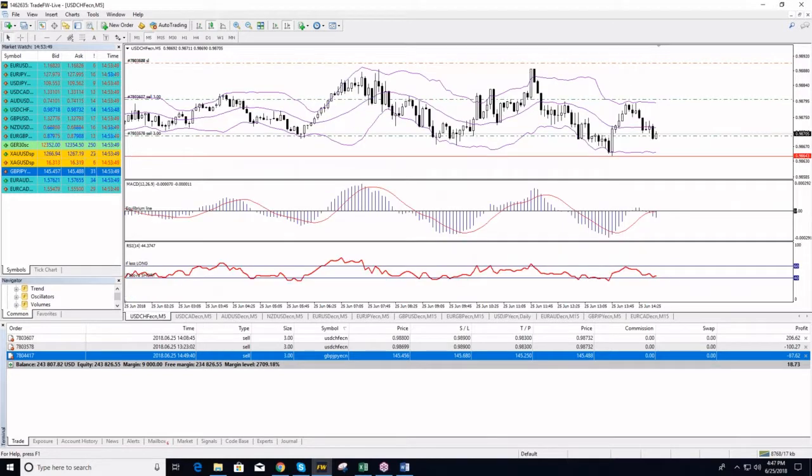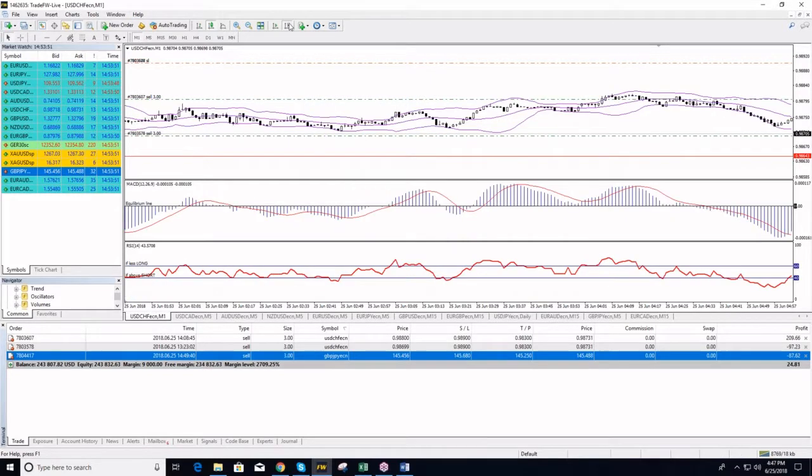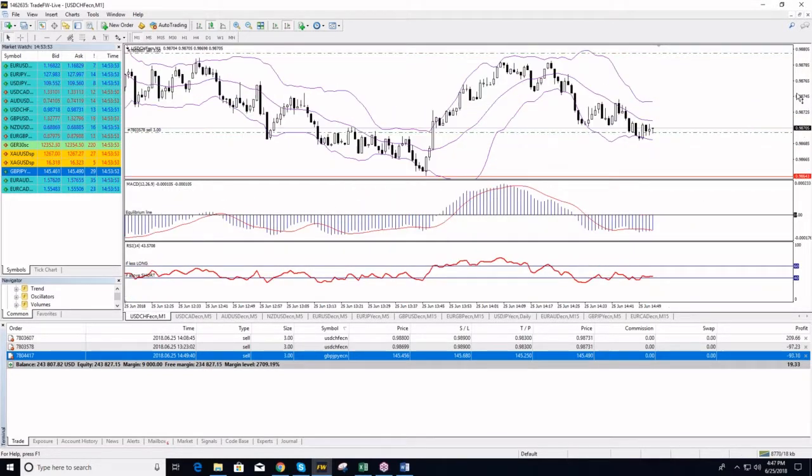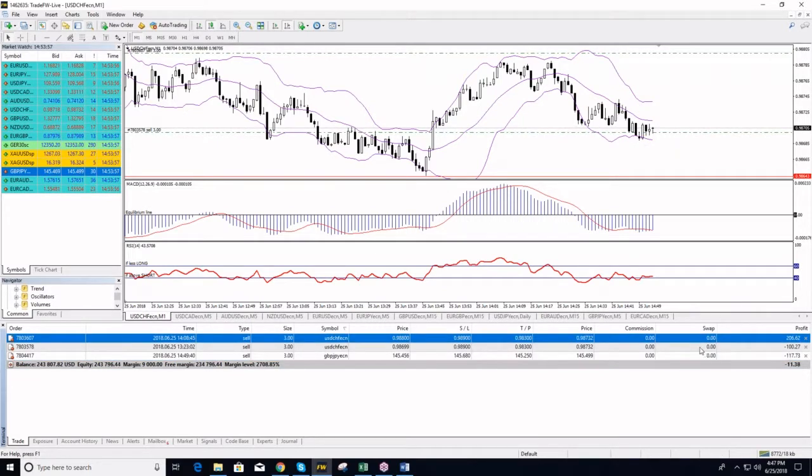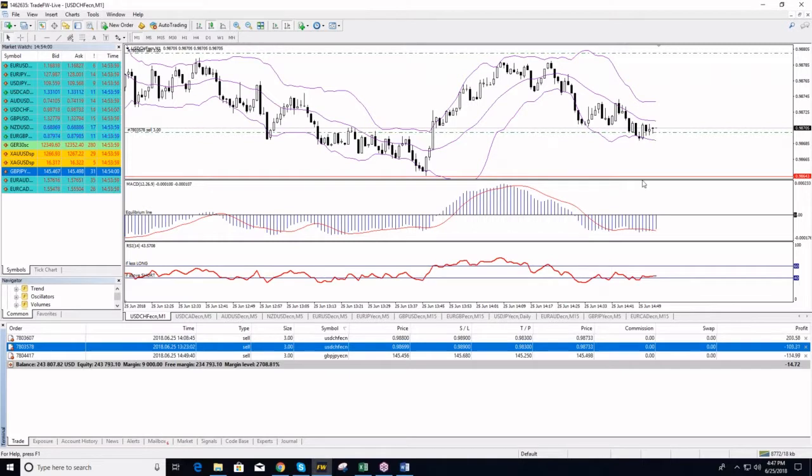And remember that we still have 6 lots, 2 positions of 3 lots each, short dollar CHF. The one is making us some money, the other one is losing some money. We will figure out what we will do shortly.